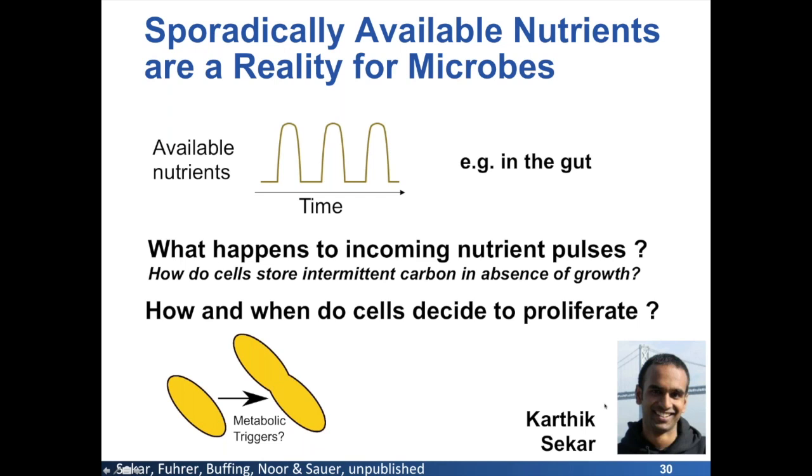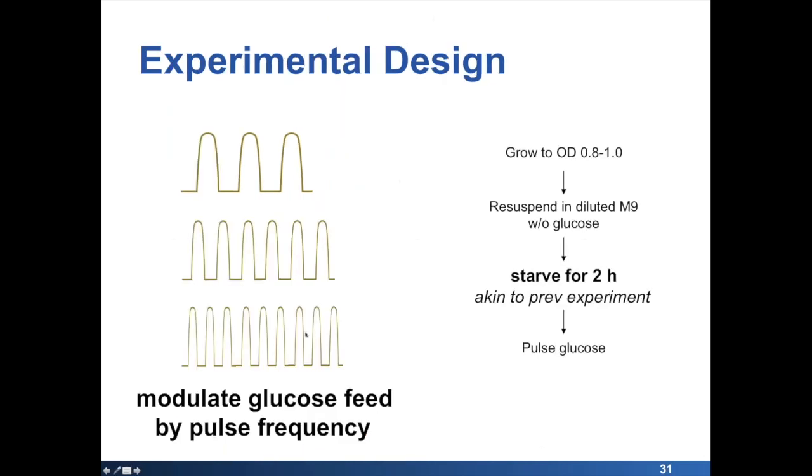But we are interested in how bacteria deal with sporadically available nutrients, which really is a reality for cells. They don't have a continuous supply of something. So what happens when they get a little shot of something? And so we modulate the glucose that we're giving to the cells, but we give them only very rare shots of glucose. Sometimes we give them much more frequently, and we can change the frequency of these pulses.